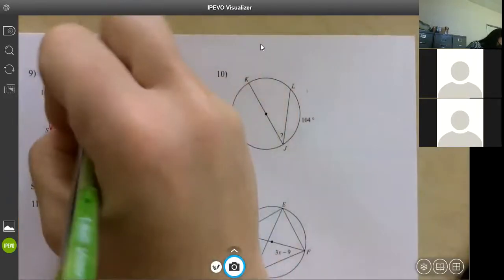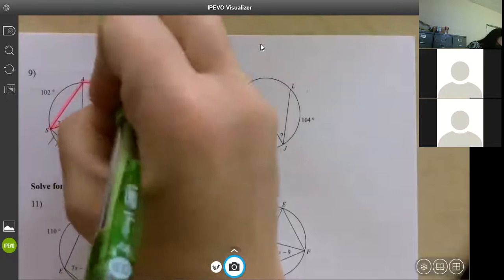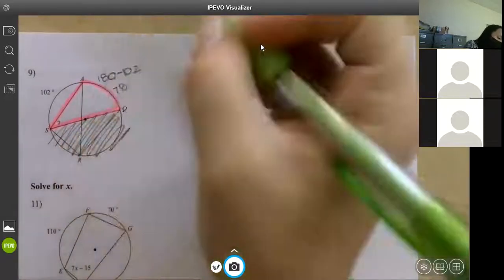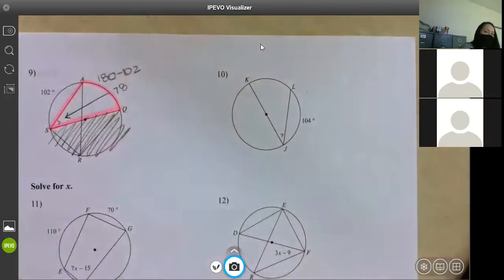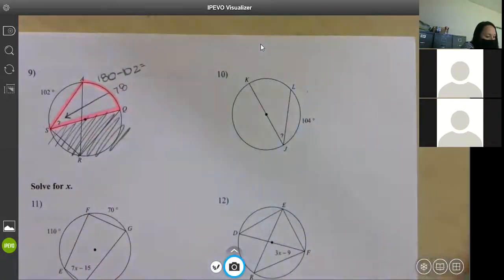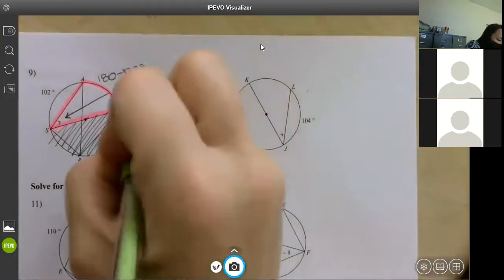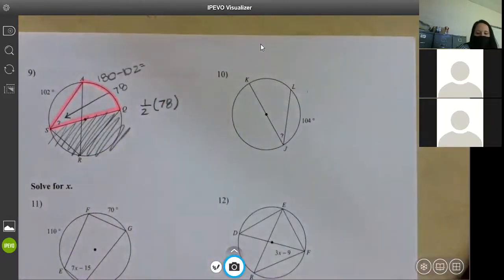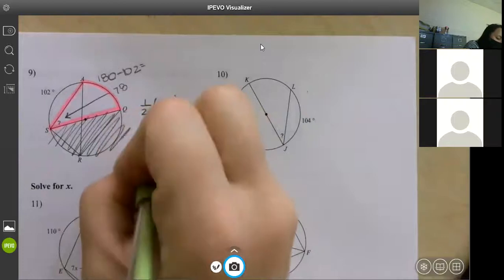So half the circle is 180, and we're going to subtract that 102. What's 180 minus 102? Oh, sorry. That's what I was trying to get in. Somebody else. 180 minus 102. 78. Perfect. So then how do we find the angle? Divide it by 2. Yep. Half of 78 or 78 divided by 2 is 39 degrees.